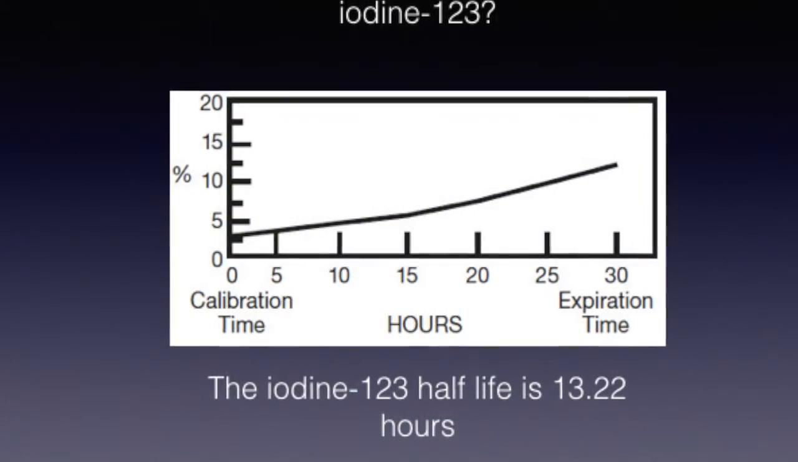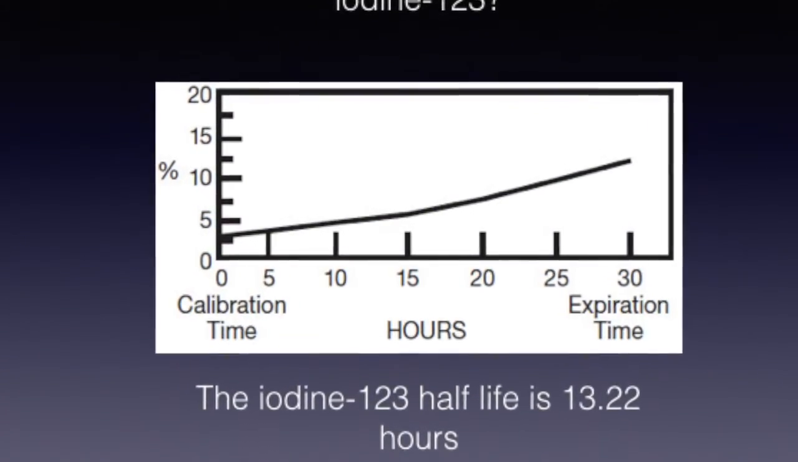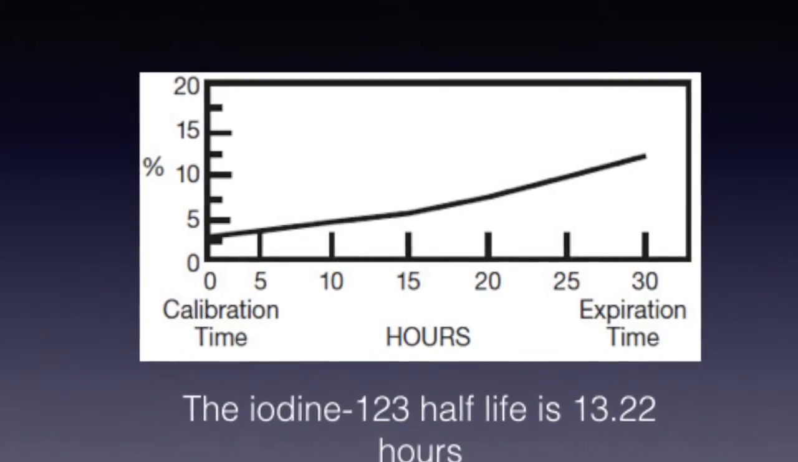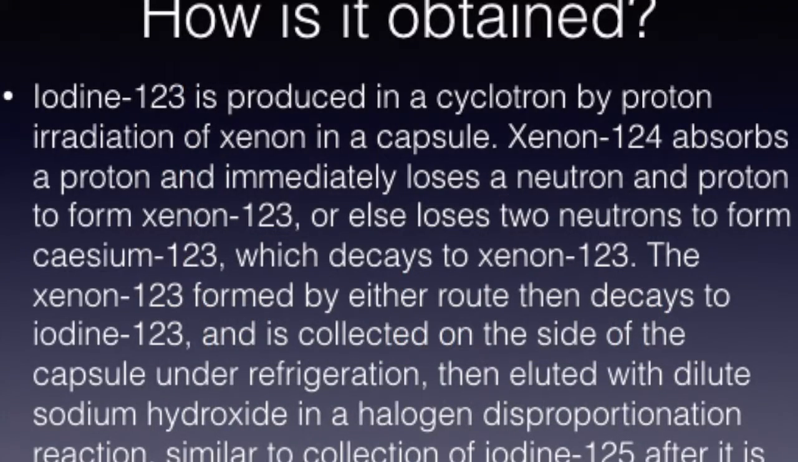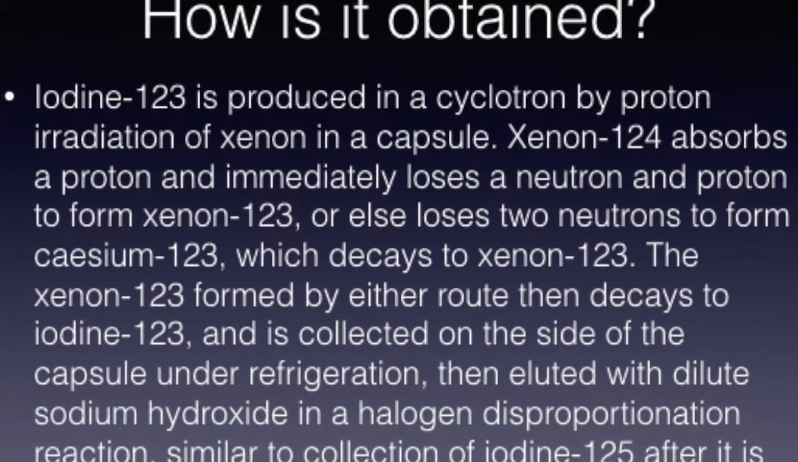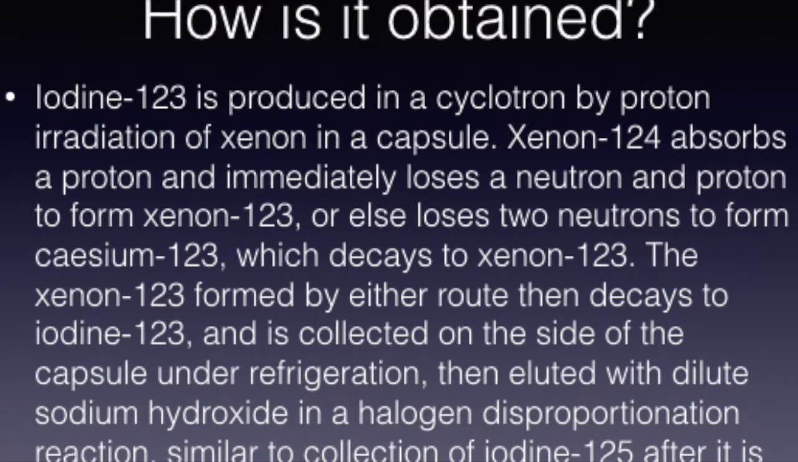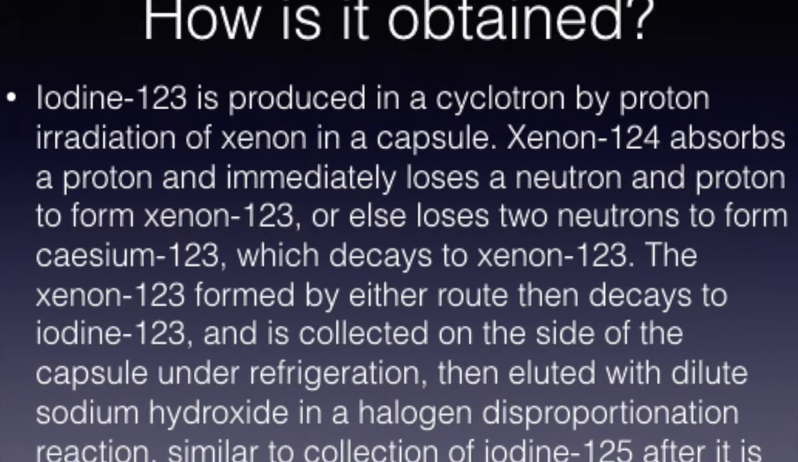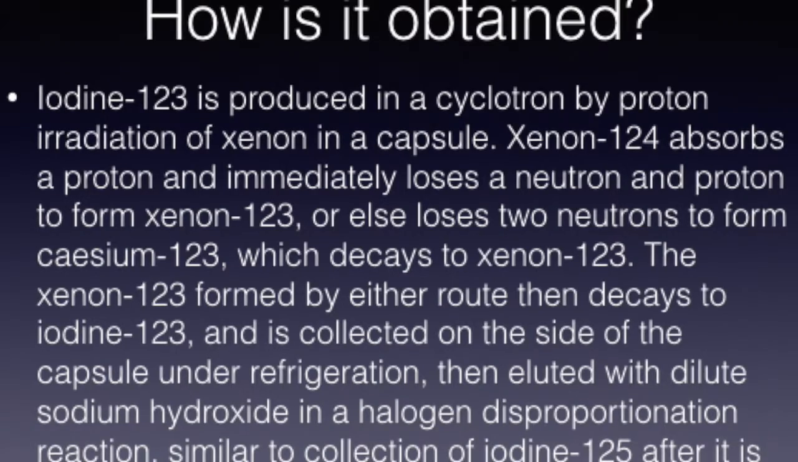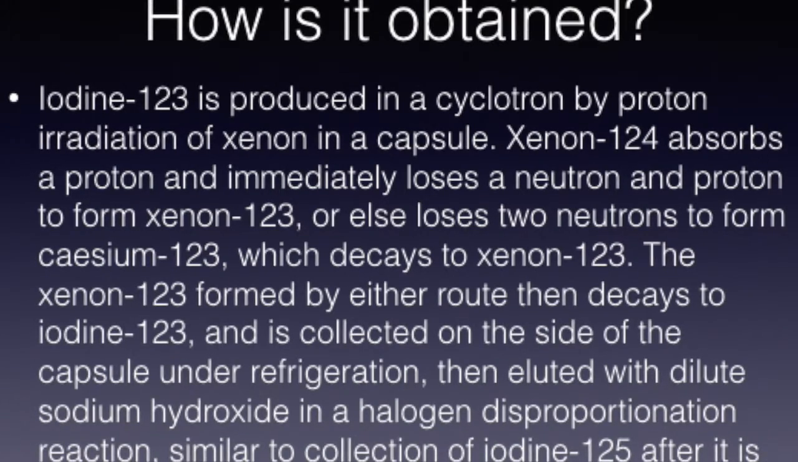Okay. The iodine-123 half-life is 13.22 hours. Iodine-123 is produced in a cyclotron by proton irradiation of xenon in a capsule.